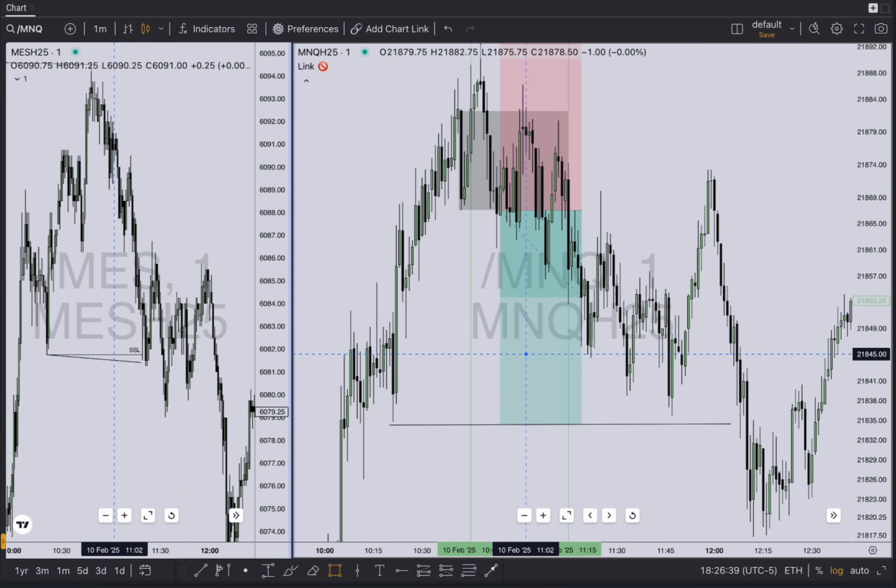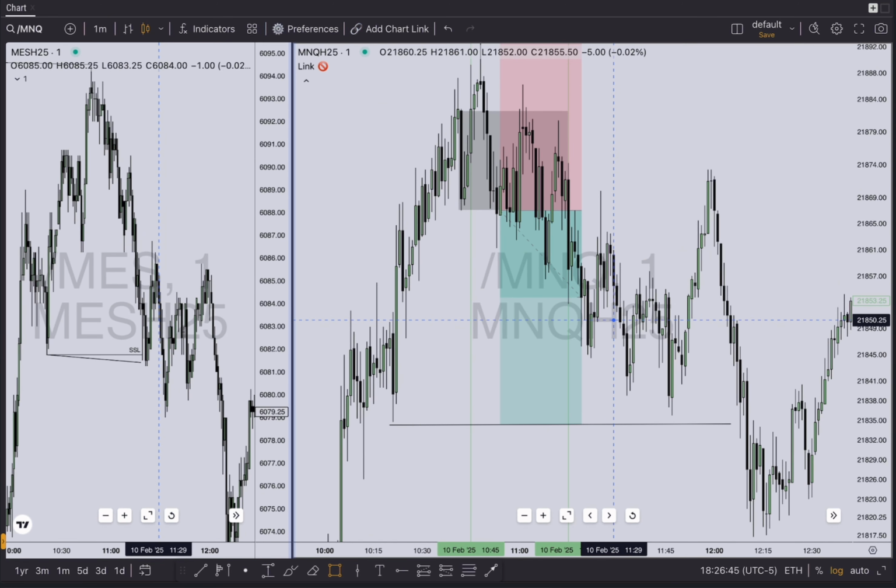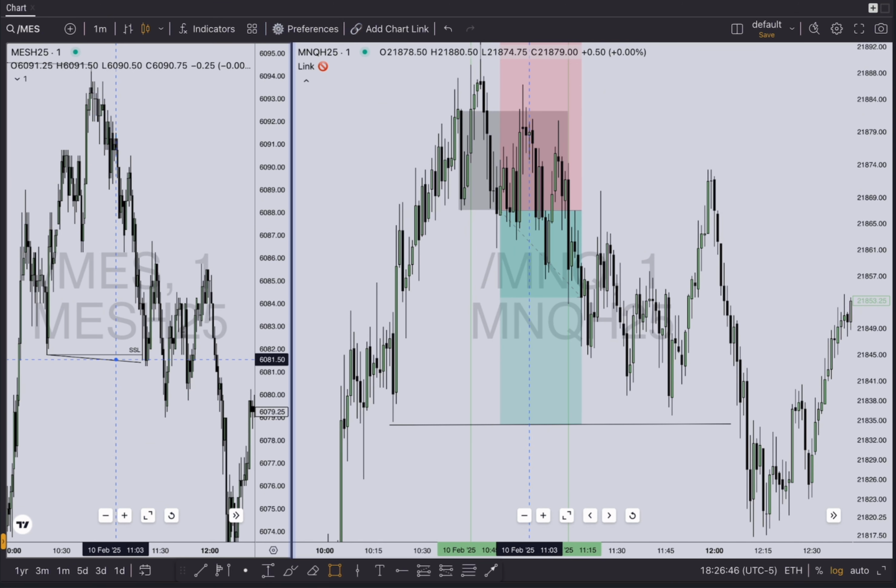That's number one. Number two, that could be an SMT for price to then continue higher. I don't want to be a part of that. I don't want to lose all my profits. So as soon as ES sweeps, I will cash out on NQ. So I'm in the position, right?